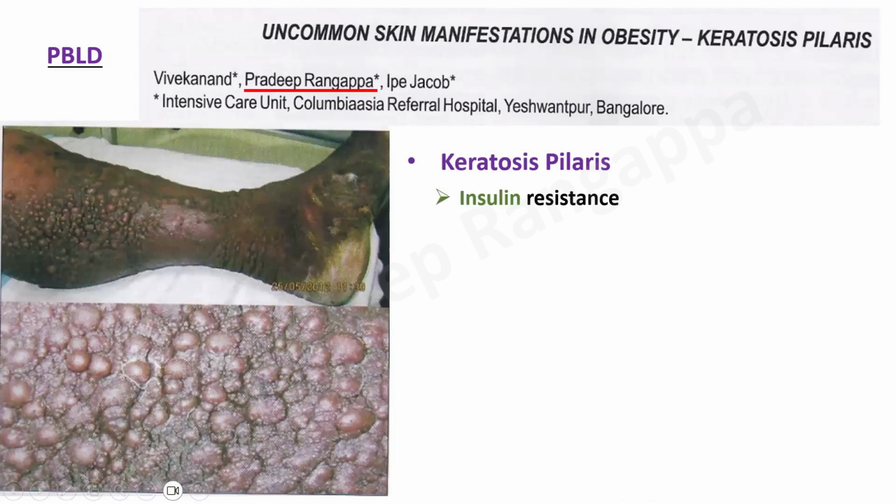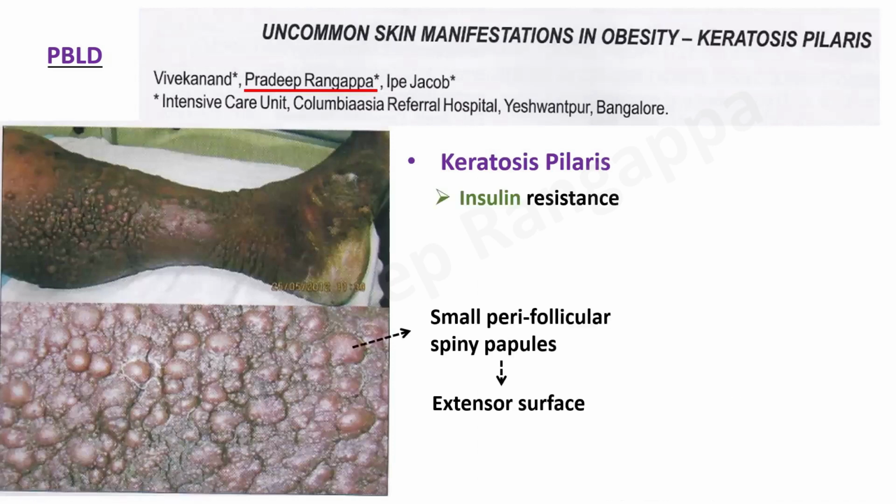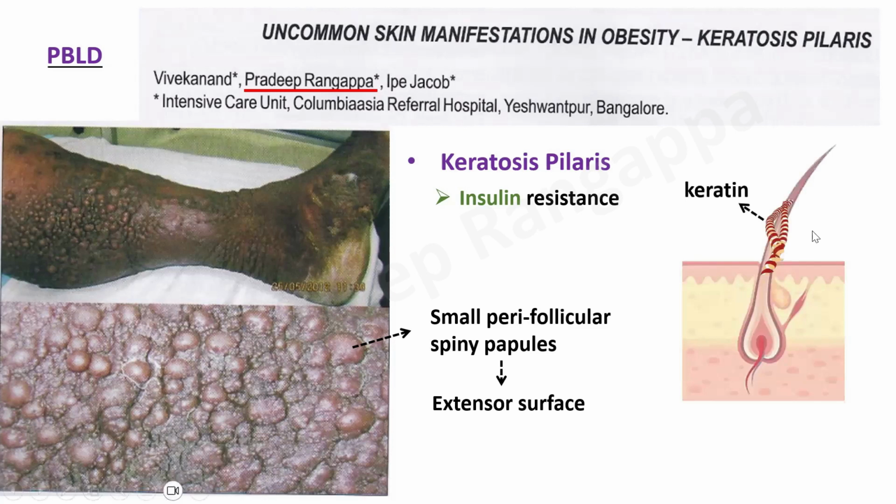So basically they'll have insulin resistance, and the type of rash is small peripheral follicular spiny papules predominantly present on the extensor surfaces of the limbs. It is usually present on the legs. The pathophysiology is because of their obesity and insulin resistance, there's a lot of keratin production. So before we saw in toxic epidermolysis, there is an apoptosis of keratinocytes. Here there is excess keratin production, and this keratin blocks all the skin follicles. And this is the cause for this sort of a skin manifestation.